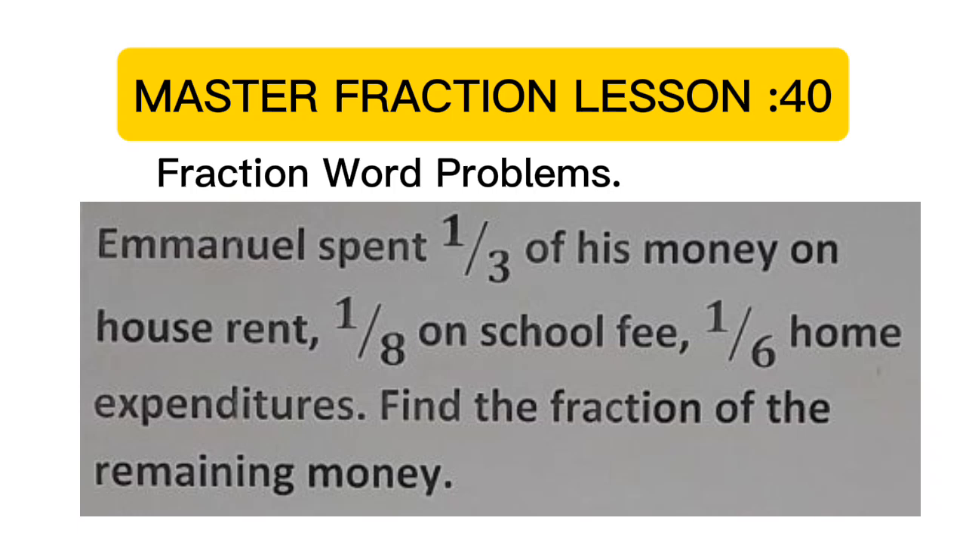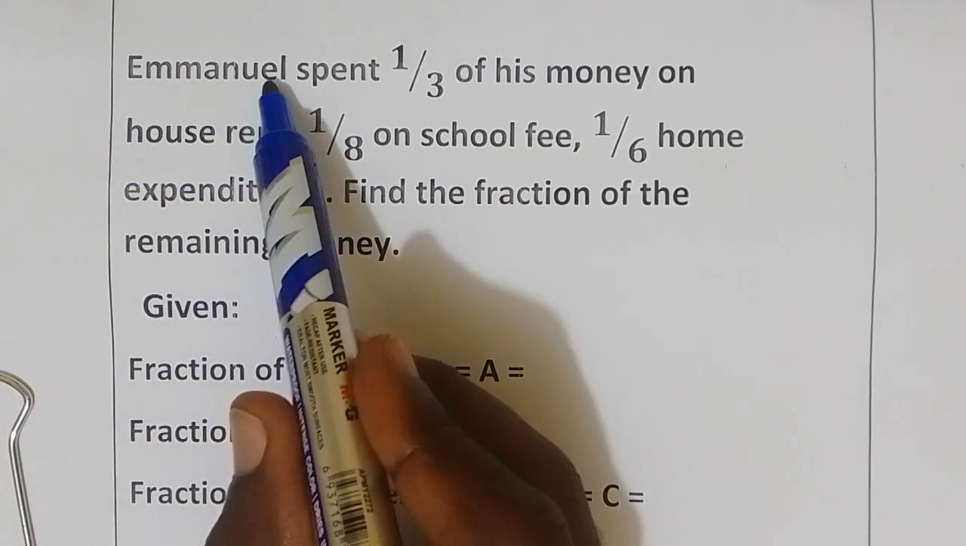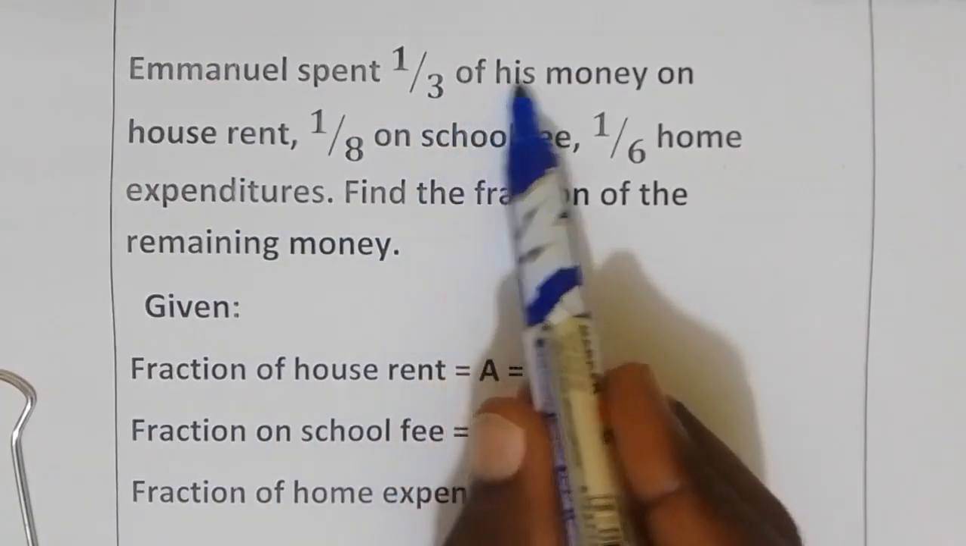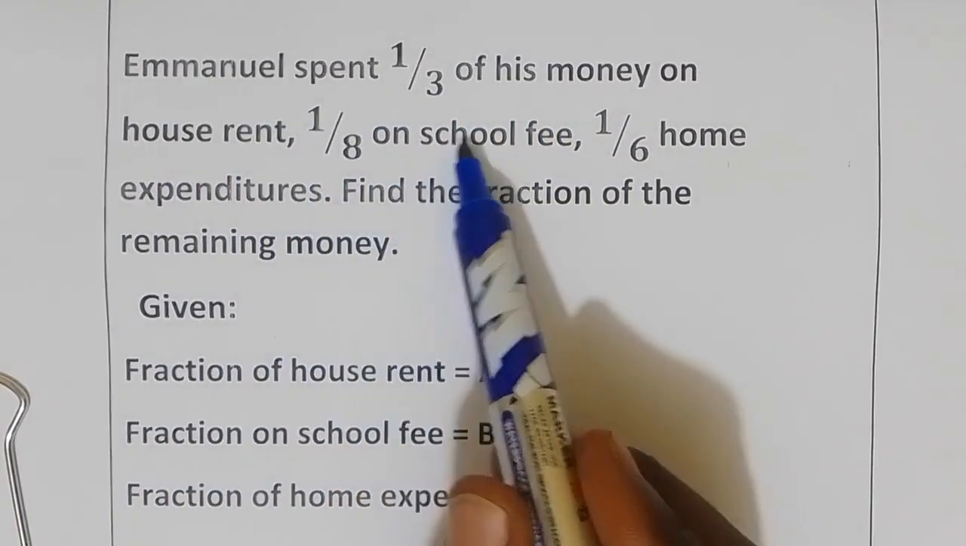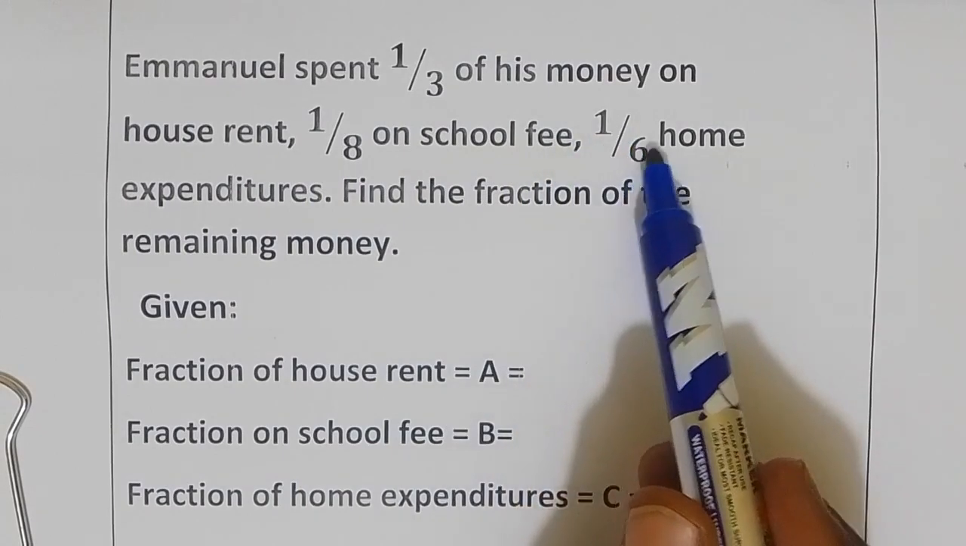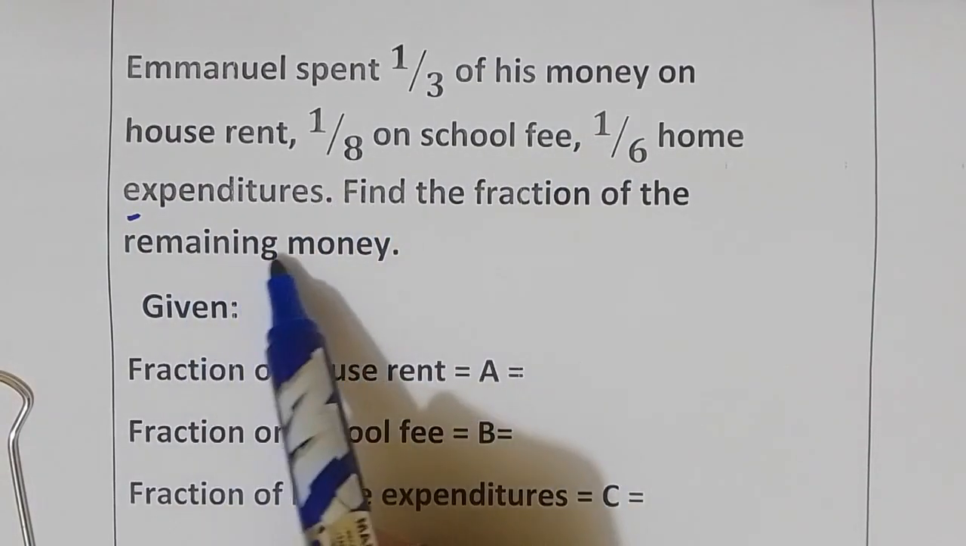My name is Walter. We are still working with fraction word problems. Let us do this question together. It says, Emmanuel spent 1/3 of his money on house rent, 1/8 on school fee, 1/6 on home expenditure. Find the fraction of the remaining money.